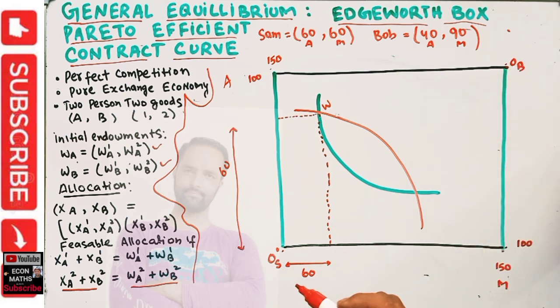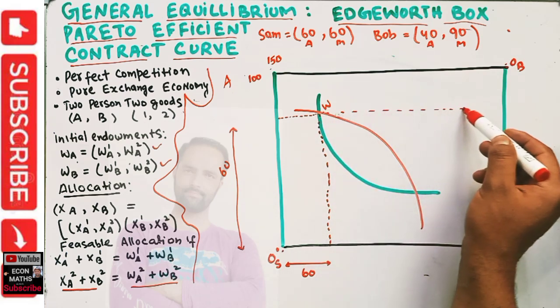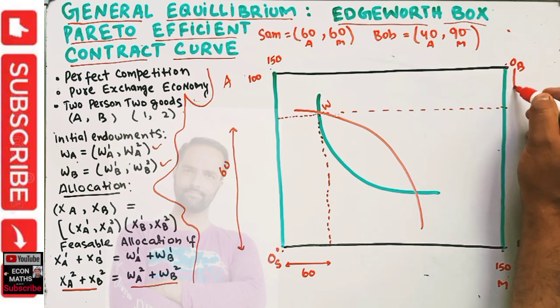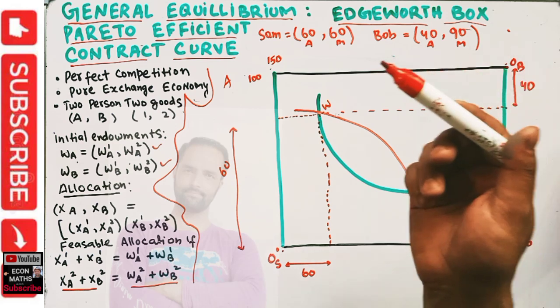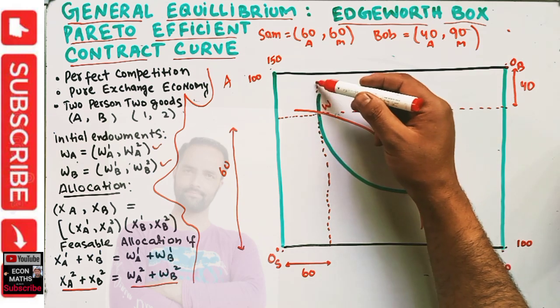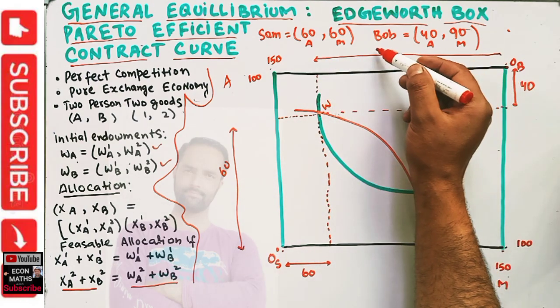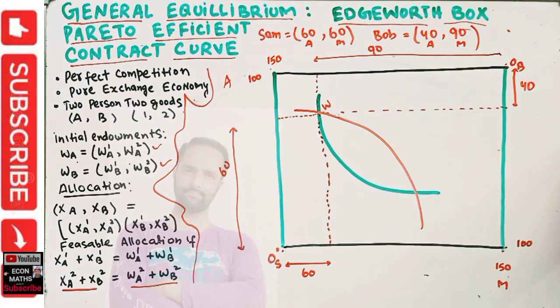Symmetrically, how many units of apples does Bob have initially? 40. So let us go here and say it is here 40. So the width up to this is 40. And how many units of mangoes, shown on this side, does Bob initially have? He has 90. So let me draw it like this. Up to this it shows 90. Now we are at a point W.